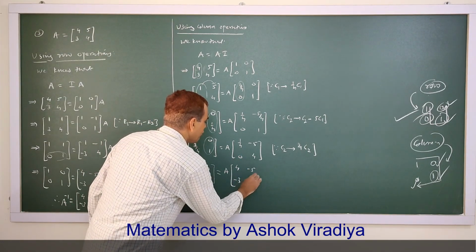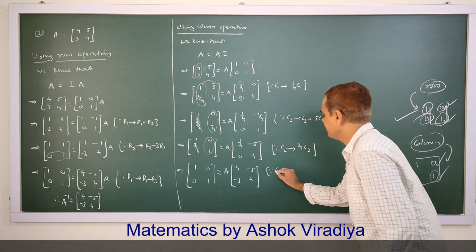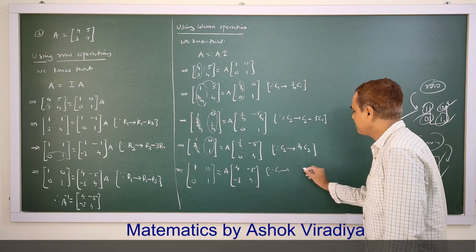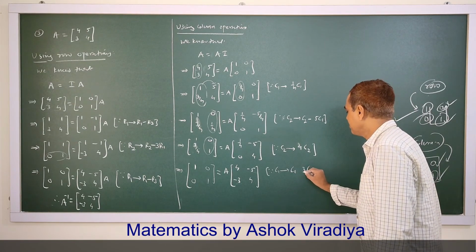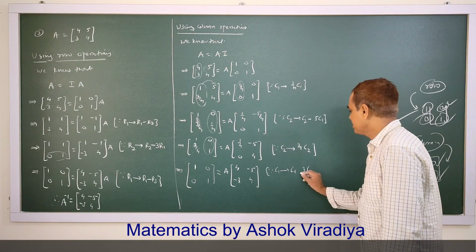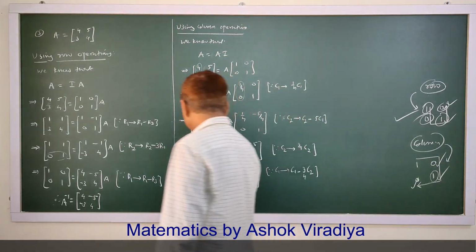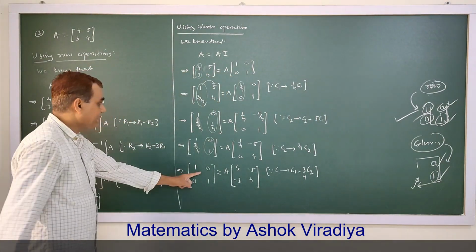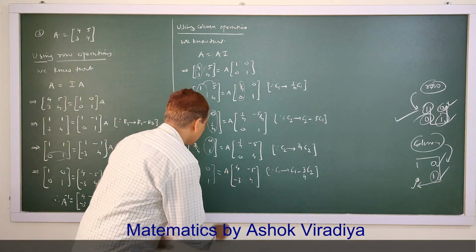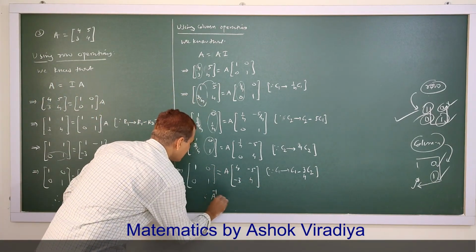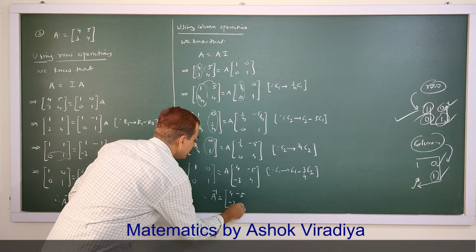Minus 5, 4. So here, what is done? In the first column, after multiplying the second column by 3 by 4, it is subtracted. So here, this is a unit matrix or identity matrix. So that's why this is the inverse. So A inverse is equal to 4, minus 5, minus 3, 4.